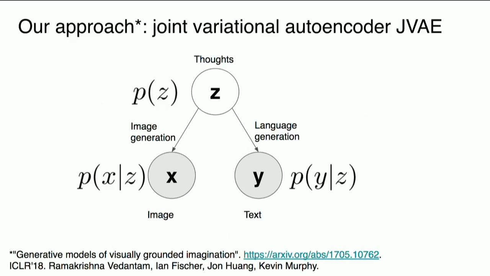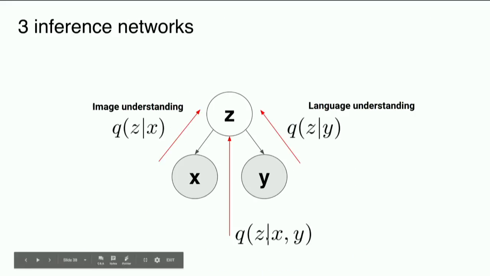Now, we want to be able to infer the posterior given the data. If we observe X and Y together, we can just fit an inference network in the usual way. This is basically identical to a standard VAE where we just concatenated X and Y.